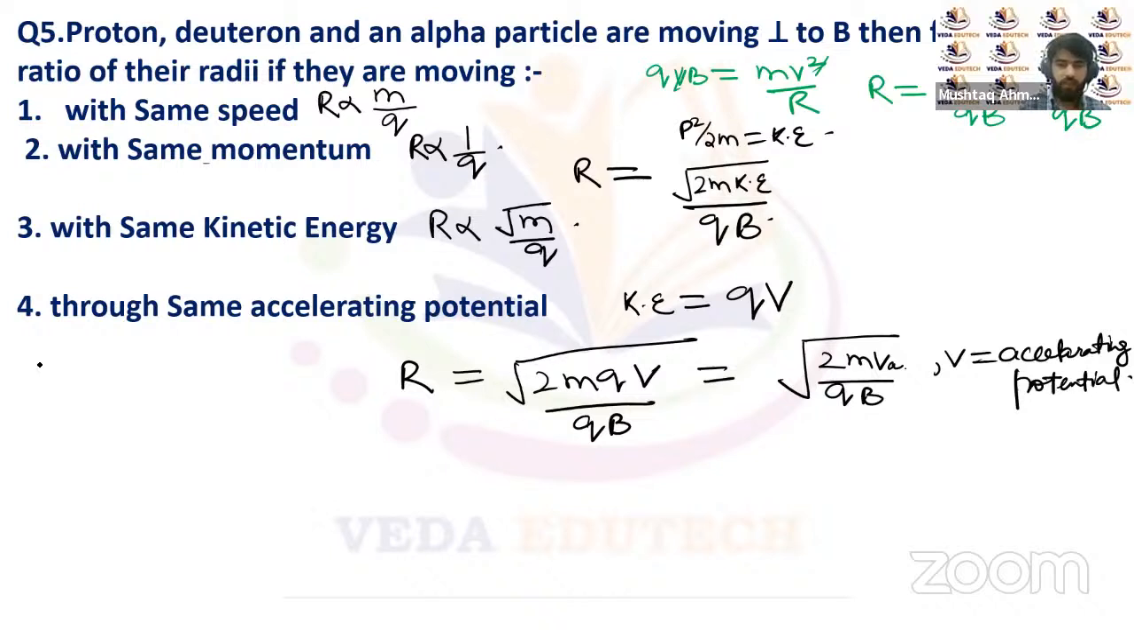Now we can see clearly for the fourth case, the accelerating potential is the same. It means that the radius will only depend upon the charge and mass, right? So the radius will be proportional to under root of m upon q. This will be the dependence of the radius. Now, for any two particles with the given condition, you can find the ratio of the radii if they are moving with the same speed, same momentum, same kinetic energy, or through the same accelerating potential, right? So this is how we can do this question.